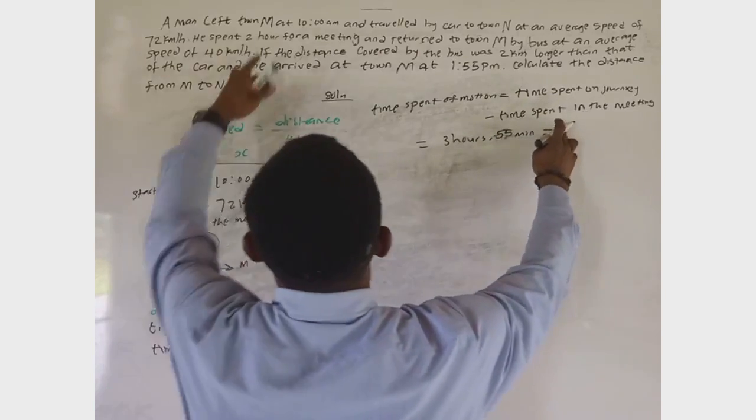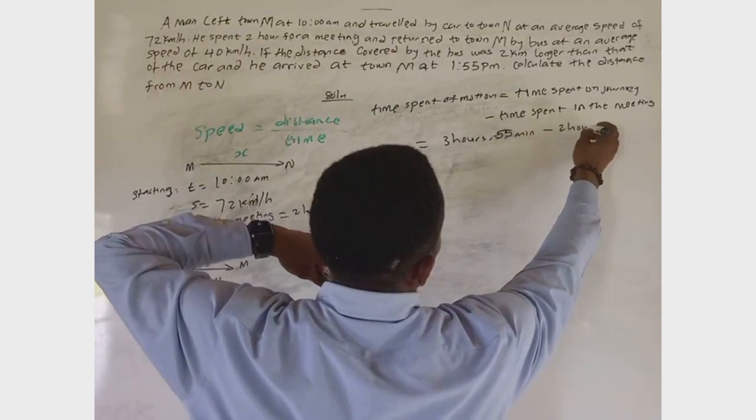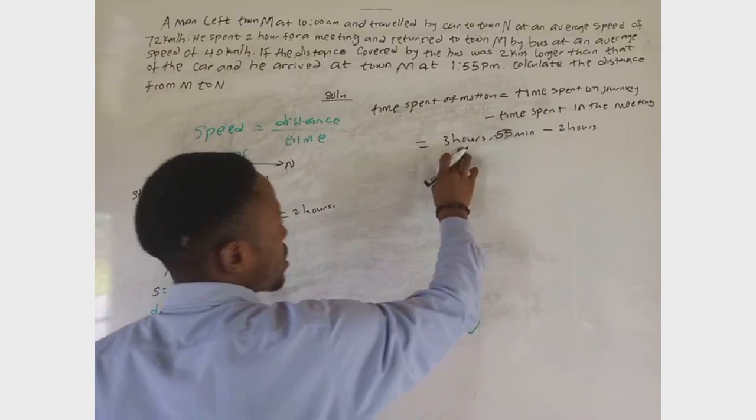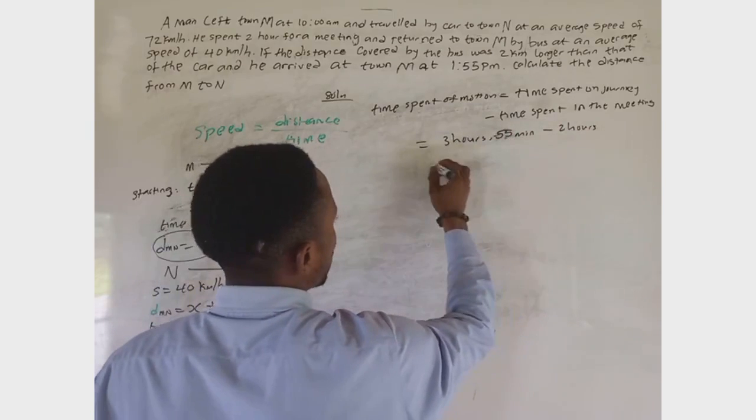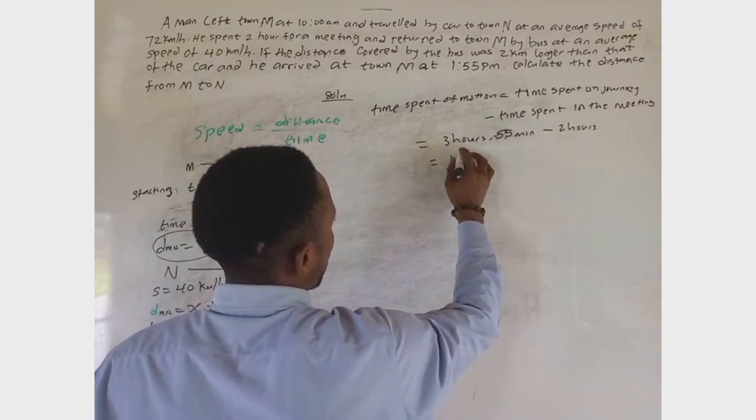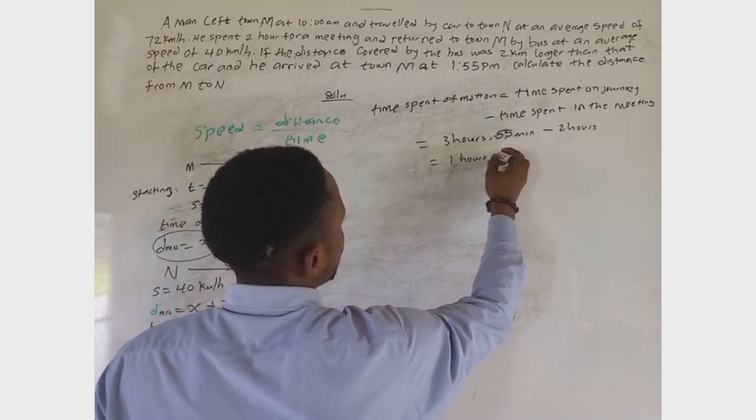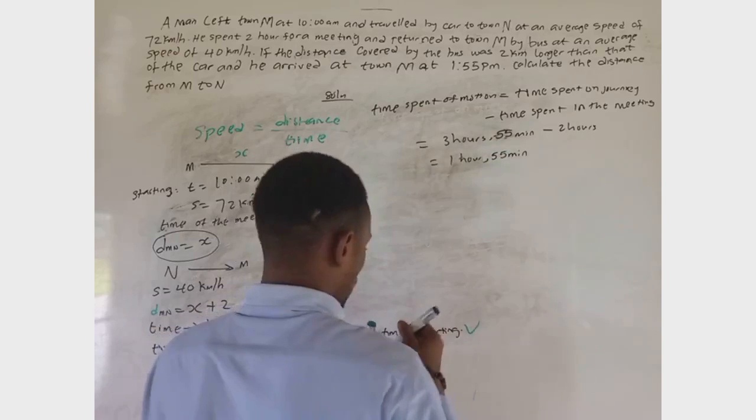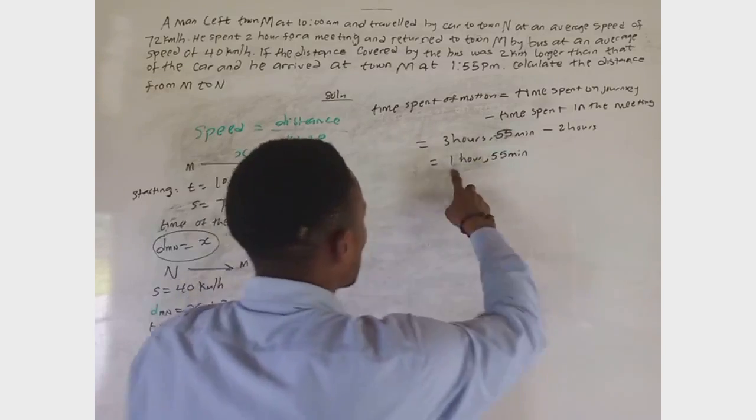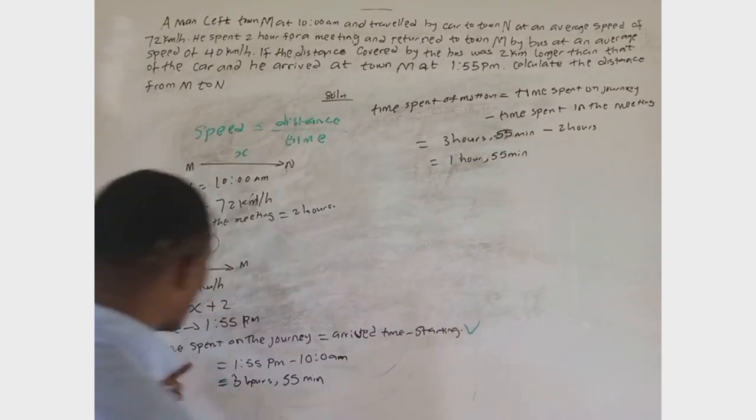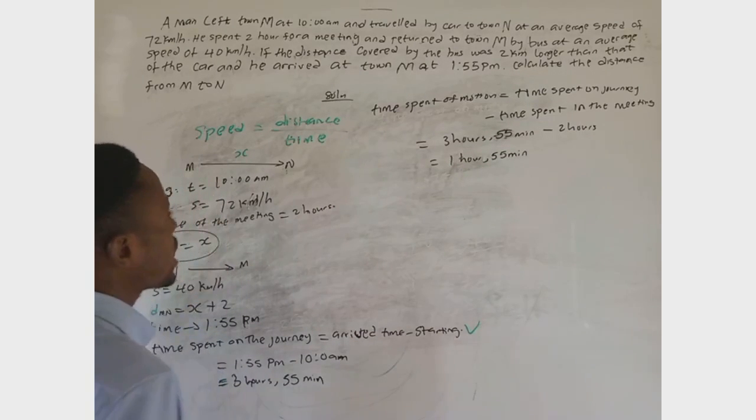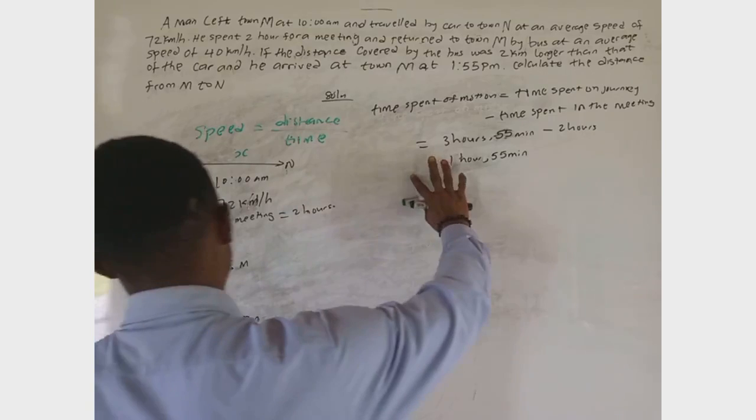In the meeting, you have 2 hours. So when you subtract 2 hours from 3 hours, you get 1 hour, 55 minutes. So the time spent on the motion is 1 hour, 55 minutes, while the time spent on the journey is 3 hours, 55 minutes. After you have gotten this, we are still moving on with our calculation.